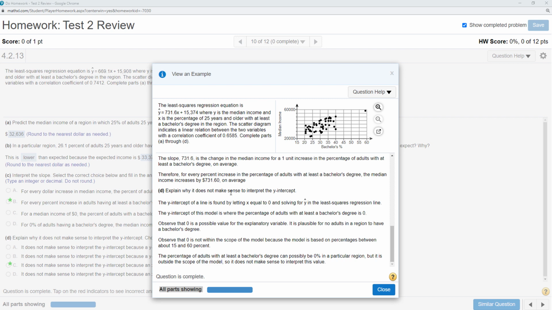Explain why it doesn't make sense to interpret the y-intercept. Okay, so we're looking at this here. In this case, x is the percentage of people 25 and older with at least a bachelor's degree. So if it was zero, zero is possible, because it's possible for no adults to have a BS degree.